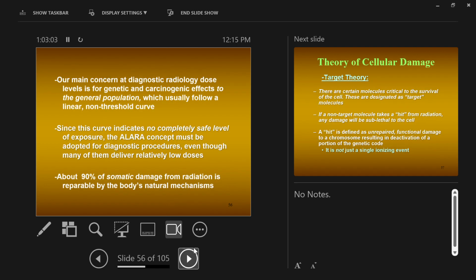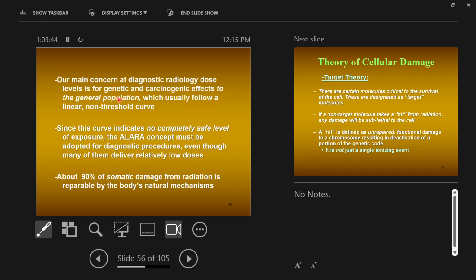Okay. So for our purposes, our main concern at diagnostic radiation levels is for genetic and carcinogenic effects. Genetic effects are those that the patient would potentially hand down to their offspring. Okay? Do an X-ray exam, some of their genetic cells get irradiated, some mutations happen, that gets handed down to the offspring, and that can cause a genetic effect, okay? Carcinogenic effects are those which happen to the organism and are cancerous. Those are the effects that we're concerned with in radiography.